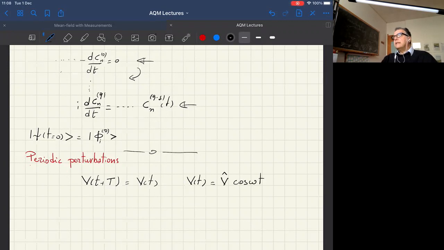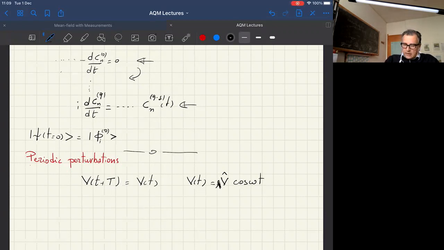Now, let's try to apply the formulas that we got yesterday for the generic perturbation to the present case. For simplicity, the lambda is included here. We can just write lambda V, but it's really not important.